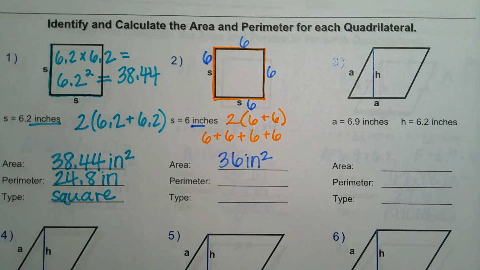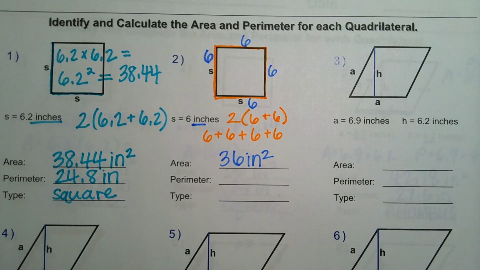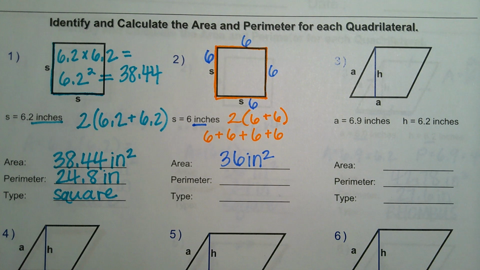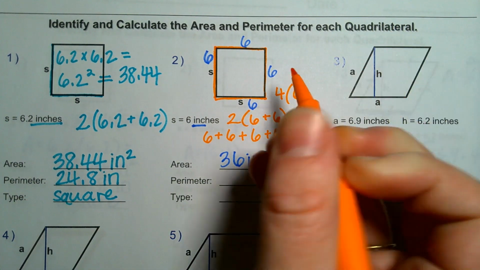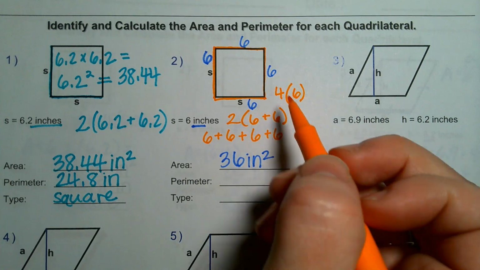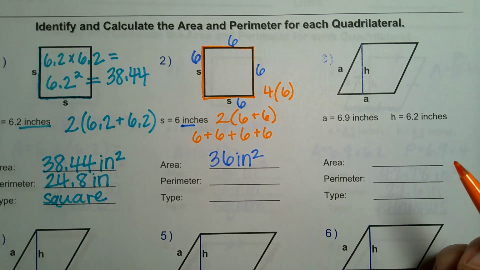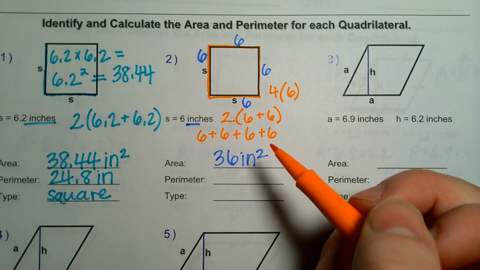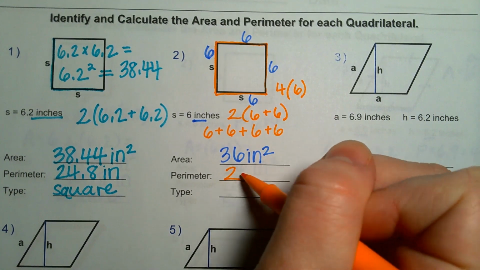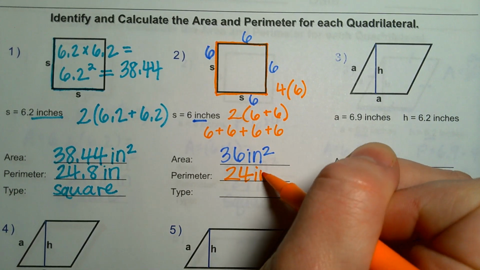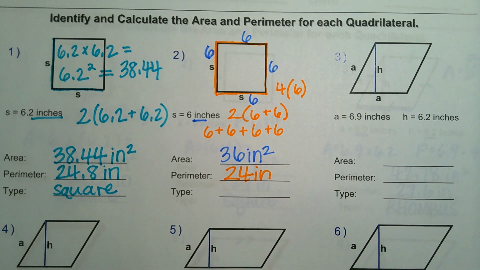Is there another way to do it? I did 6 times 4. You could also do 6 times 4, because all 4 sides are 6. So if I just take that 6 times 4, we're going to get all those added together. So any of these will give you the right answer. 24 inches is the perimeter here. And we already said this is a square.